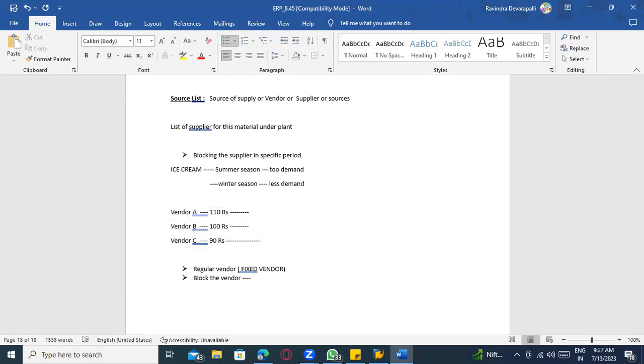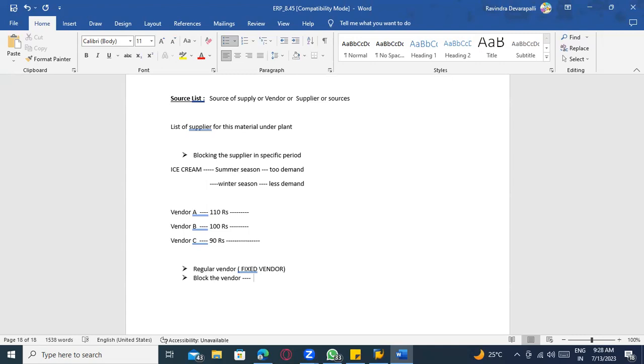Basically, blocking a vendor is nothing but having an alternate supplier source in case of emergency. That is one option. Maybe you are checking the quality, and the quality might not be good, so my company decided to block that vendor for 6 months. Or if you have alternative vendors, or you are getting a better vendor and want to try with that vendor, you block this vendor.